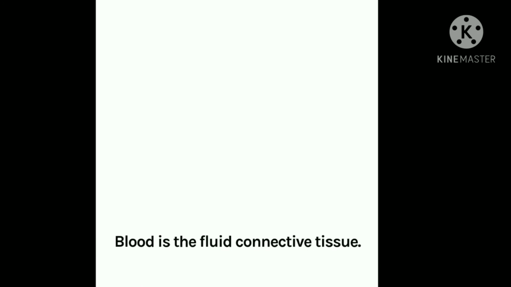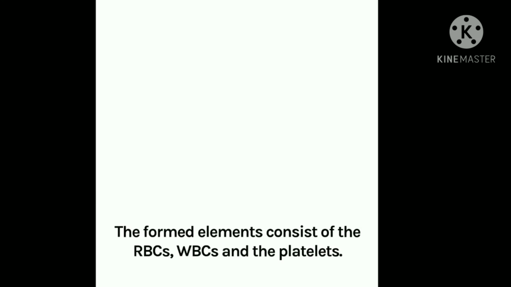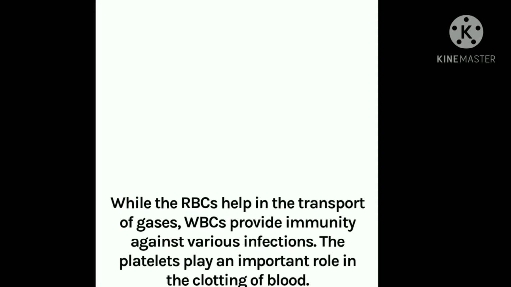Now let us review: blood is the fluid connective tissue. It has two components, the liquid component plasma and the cellular part. The formed elements consist of the RBCs, WBCs and the platelets. While the RBCs help in the transport of gases, WBCs provide immunity against various infections. The platelets play an important role in the clotting of blood.